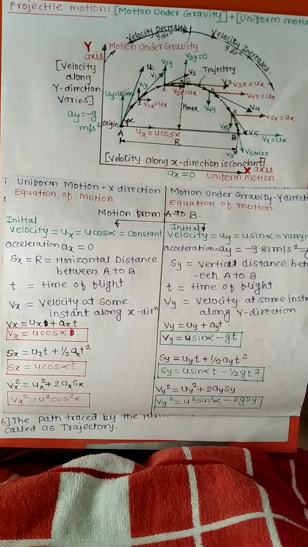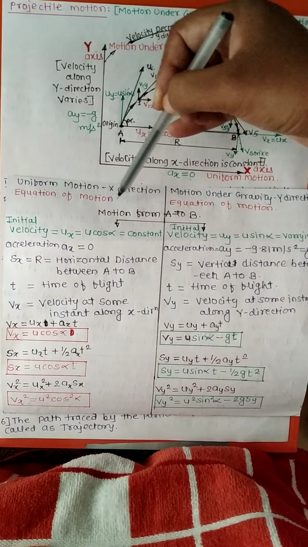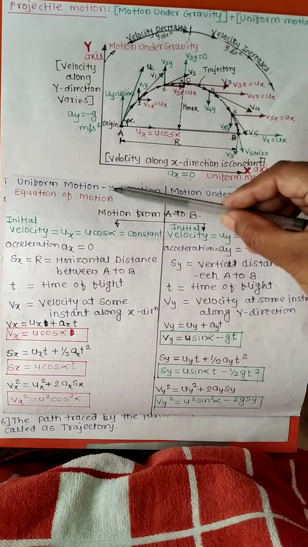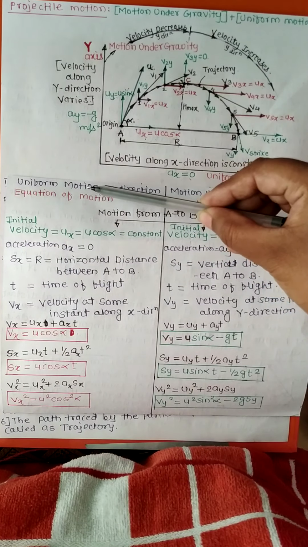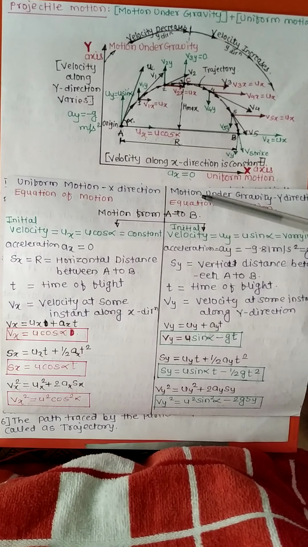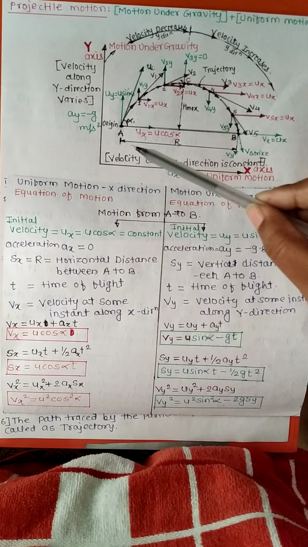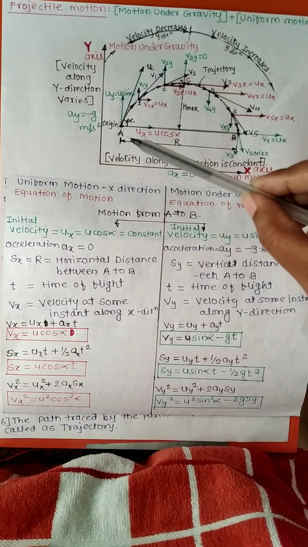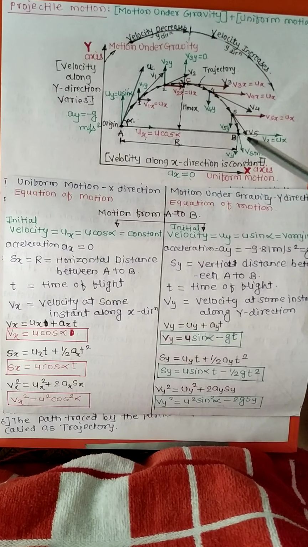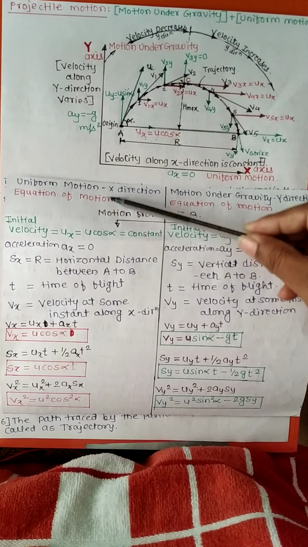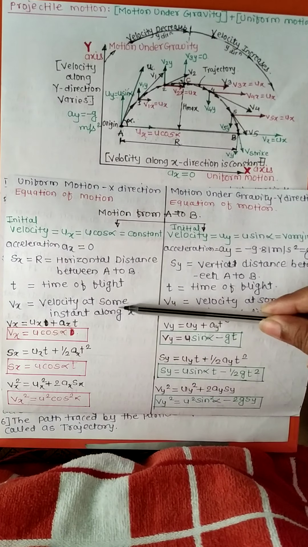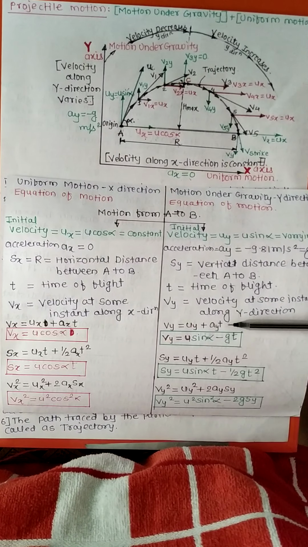Let's see the analysis of the projectile in the x direction and y direction. As I said, in the x direction, the motion of the particle is uniform motion with constant velocity, and the motion of the projectile along the y direction is under the action of gravitational force. Now, the motion of the particle we are defining from point A to B. It means the motion of the particle is defined along the curve from point A to B. Now, in this part, we are going to define the motion of the particle along the x direction. In this part, we are going to define the motion of the projectile along the y direction.